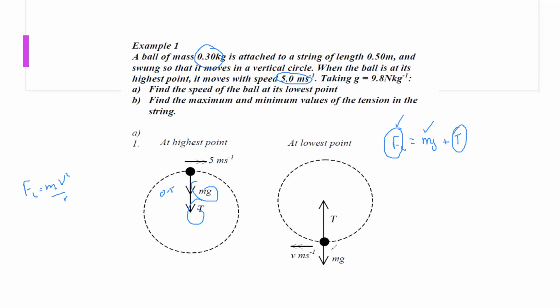For the lowest point, what will be the centripetal force? Because centripetal force is the resultant force, it is equal to T minus W or T minus mg. So if I need T, the tension, it is centripetal force plus mg. Is it clear? This is the same concept, the object is moving in a vertical circle. Clear.